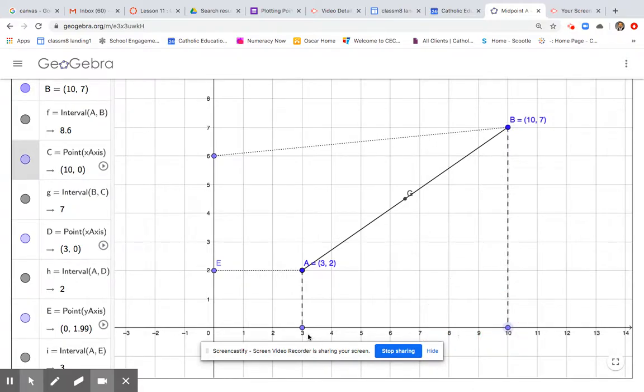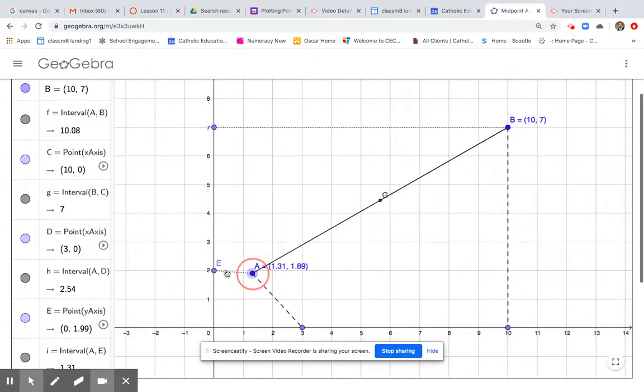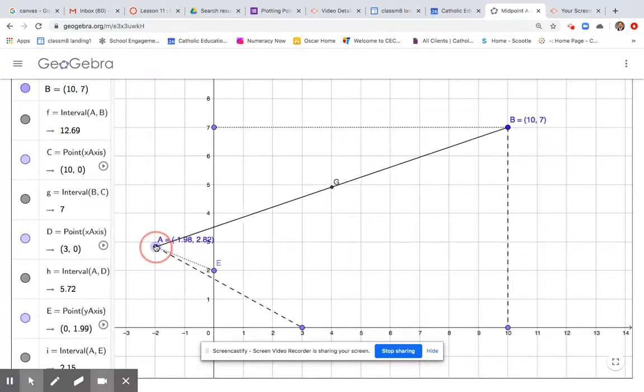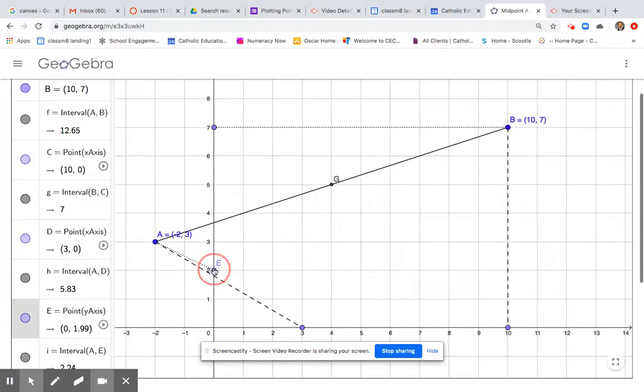It was 10. So it's going from 3 to 10. 3 plus 10 is 13, divided by 2, 6.5. So you can see that the midpoint is 6.5. What about the y values? It's going from 2 to 7. See, it's going from 2 to 7. 2 plus 7 is 9. Half of 9 is 4.5. So that is the point (6.5, 4.5). It doesn't matter if we move the A over to here. It looks a bit weirder.